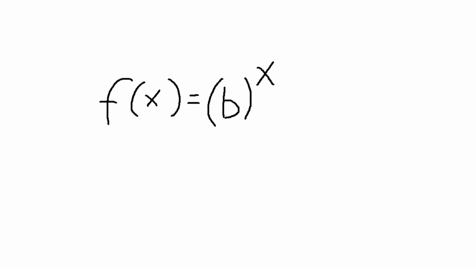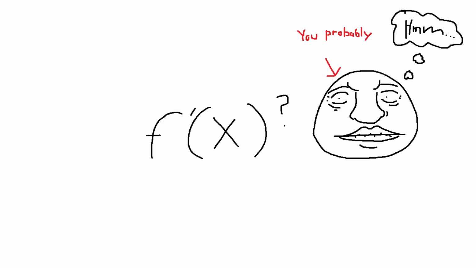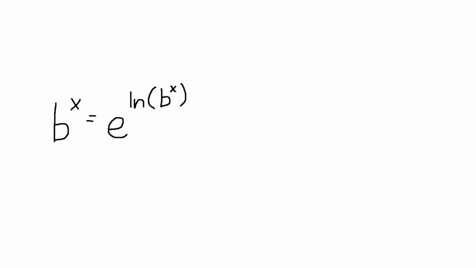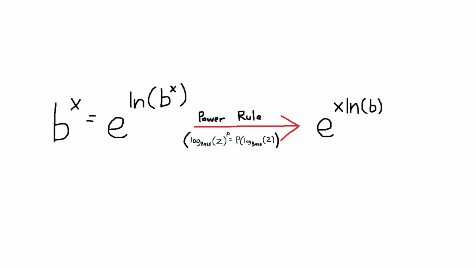Looking at the function f of x equals b to the x, where b is any constant, finding the derivative of this function is fairly simple. One can simply rewrite b to the x as e to the natural log of b to the x. Using the power rule, you can further simplify e to the natural log of b to the x into e to the x times natural log of b.